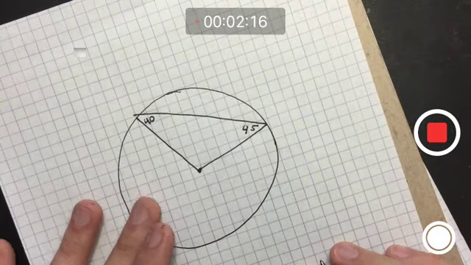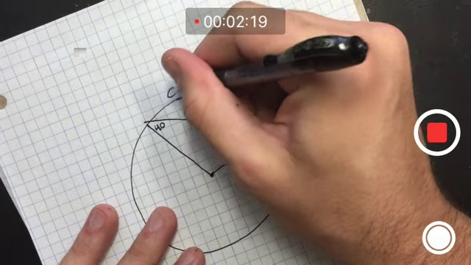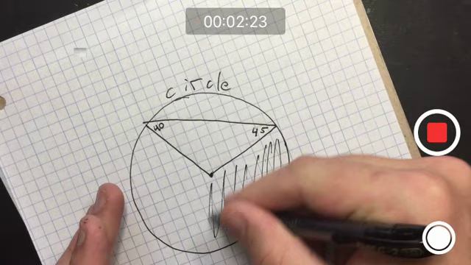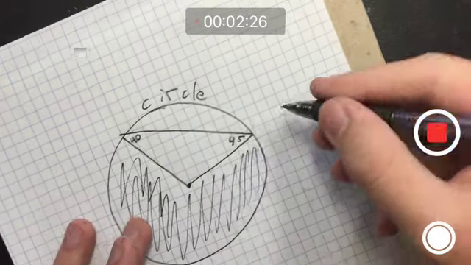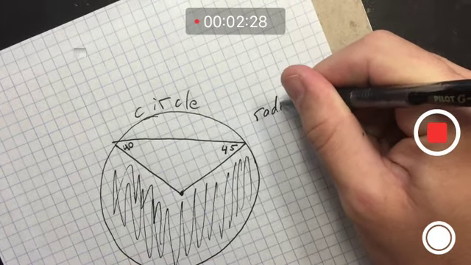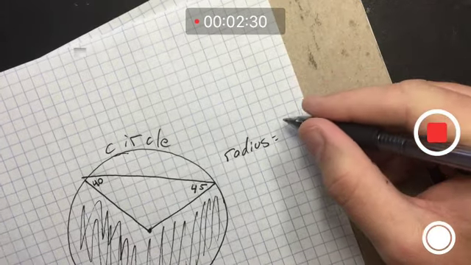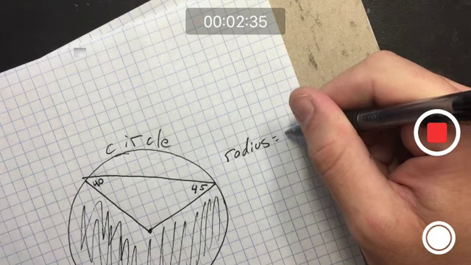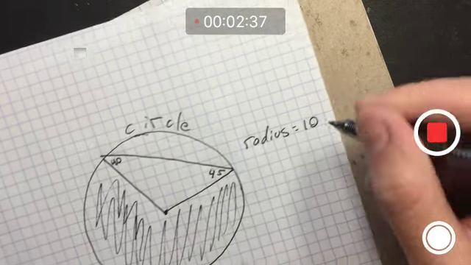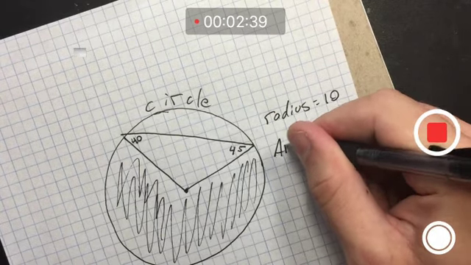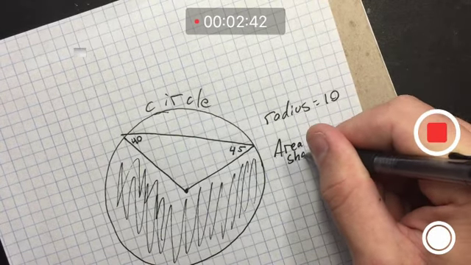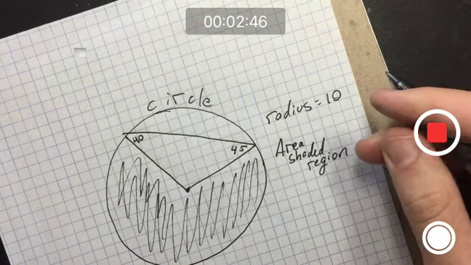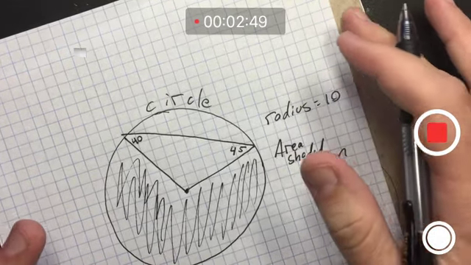Okay. So this is a circle. And let's say that the radius equals, let's do something easy, I don't know, 10. What I want to know is the area of the shaded region. Now, this is an extremely hard problem. This is an extremely hard problem.